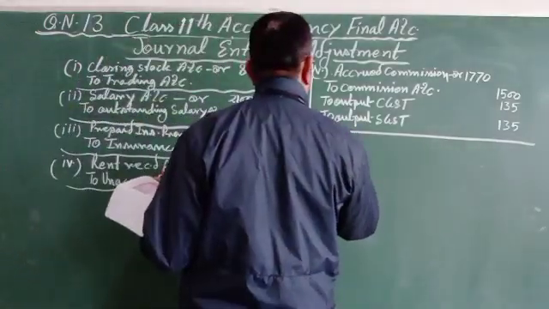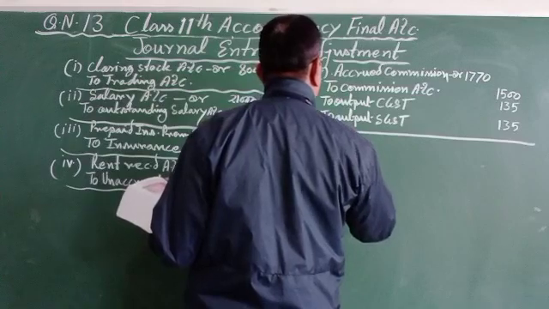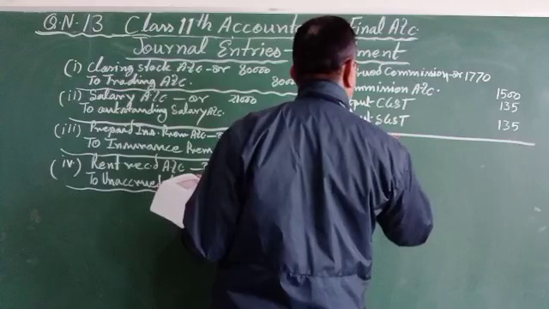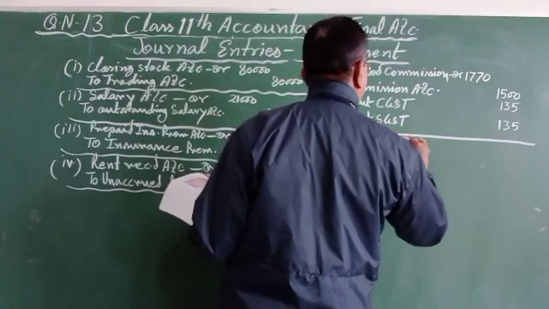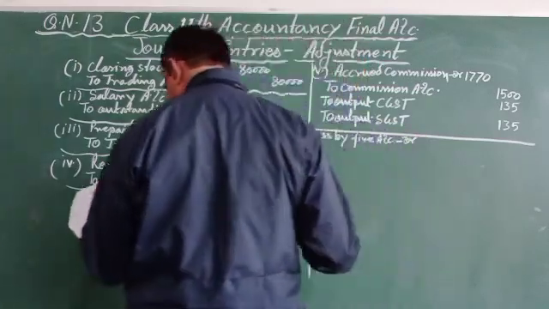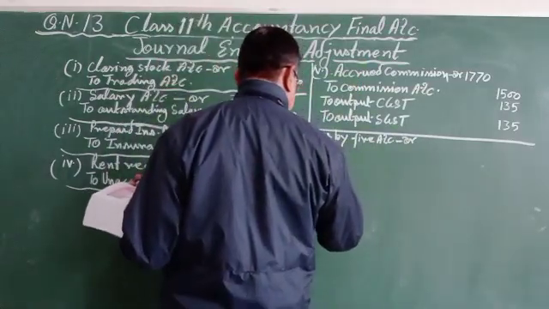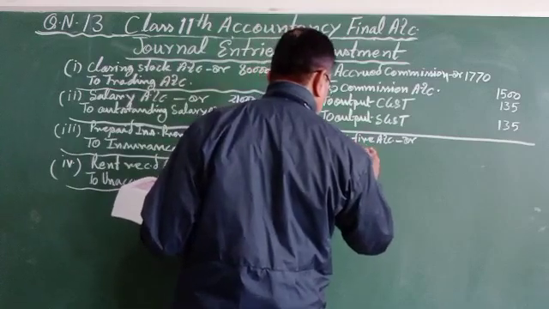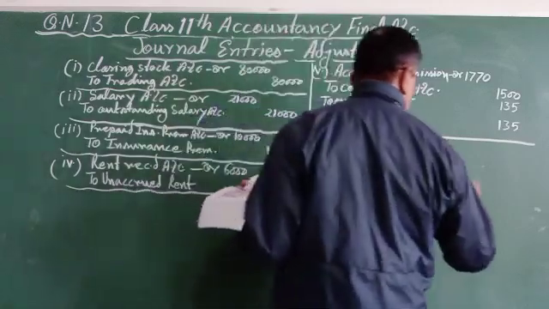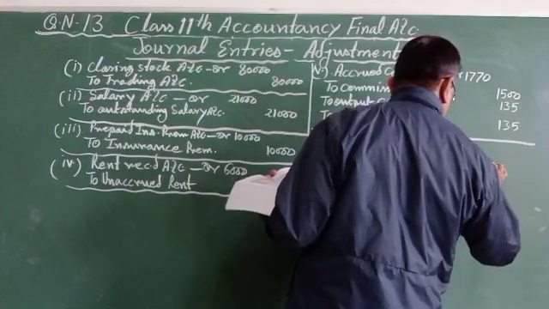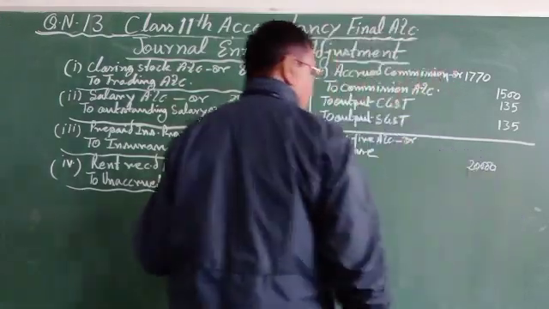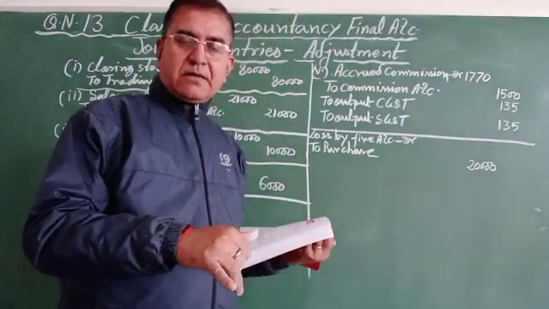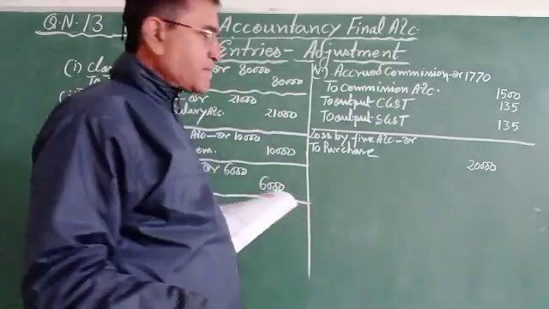So loss by fire account debit to purchase, whatever the goods purchased for, that is given costing 20,000. It's a 20,000. And just GST will be paid. This will have been paid.